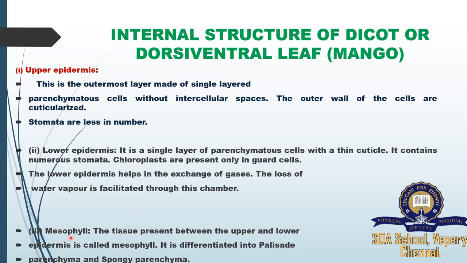Next, mesophyll. The tissue present between the upper and lower epidermis is called mesophyll. So these cells are present between the upper and lower epidermis. It is differentiated into palisade parenchyma and spongy parenchyma. So it has been differentiated into two types of parenchyma cells: one is palisade parenchyma and the other is spongy parenchyma.